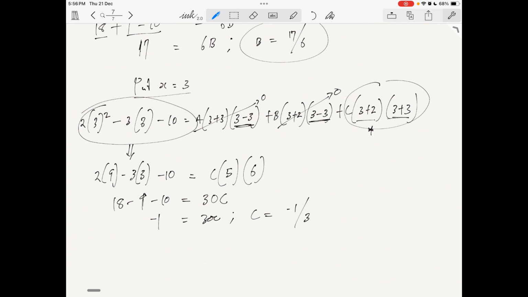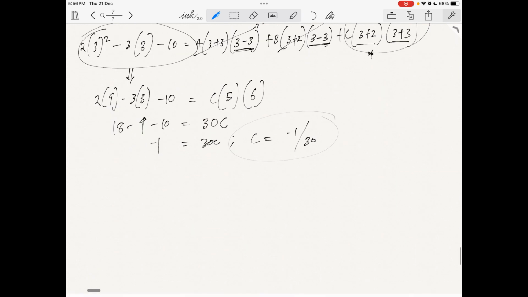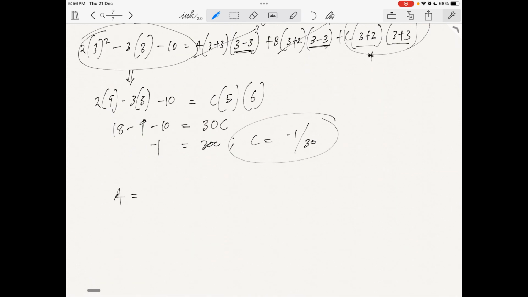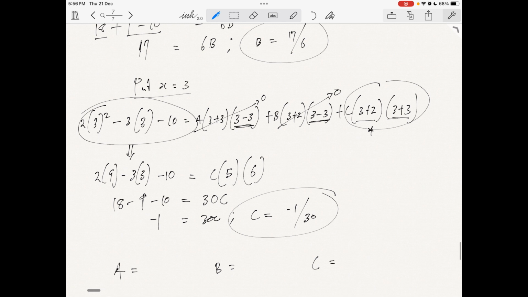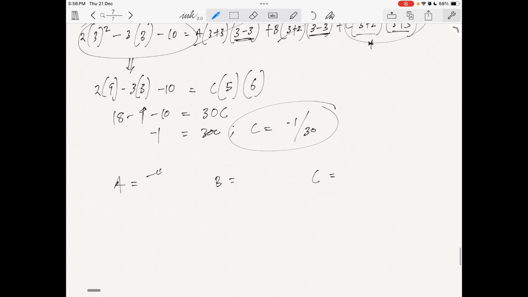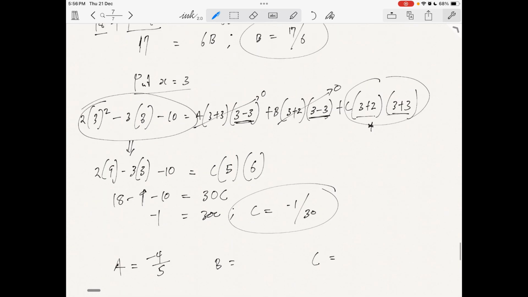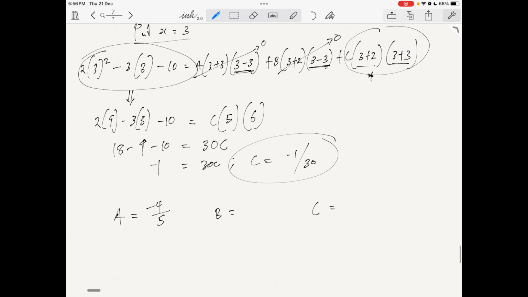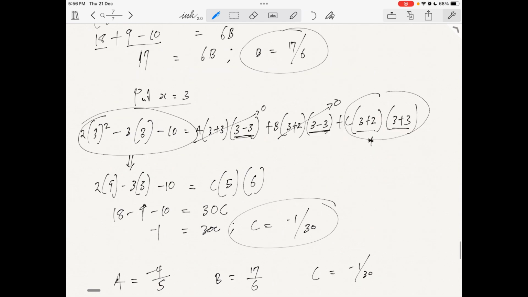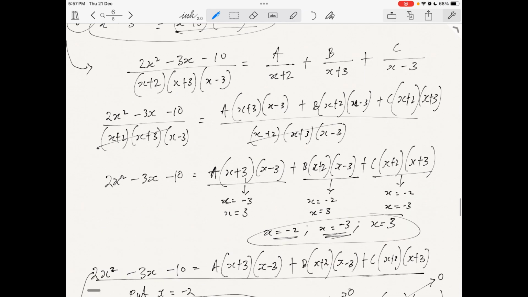divided by 30. Now, since we have our values for A, we have our values for B, and now we have our values for C. Our A is minus 4 over 5. Our B is 17 over 6. And our C is minus 1 over 30. So as usual, we go back to the beginning.